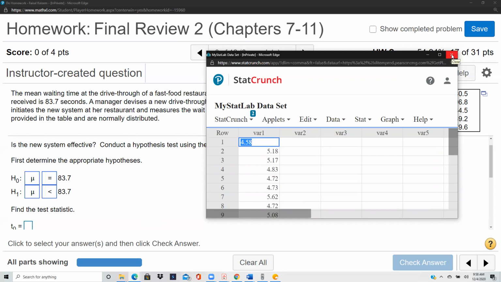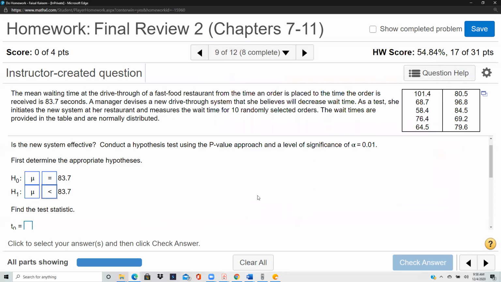Would it be Z stats? Do we ever use these stats? I just don't feel like it would be T. Why or why not? I don't know. Because that's the mean. But we're talking about the mean waiting time, so which stats do we use for the mean? T stats. Yeah. I don't know what I was thinking.